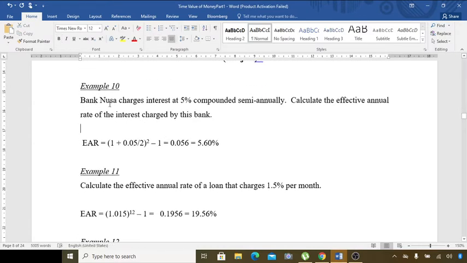This bank charges interest at 5%, compounded semi-annually. So let's say you read the brochure, you read the website: we charge 5% only. But with semi-annual compounding, the effective annual rate is actually 5.6%, not 5%. 5% is the nominal or the stated interest rate.